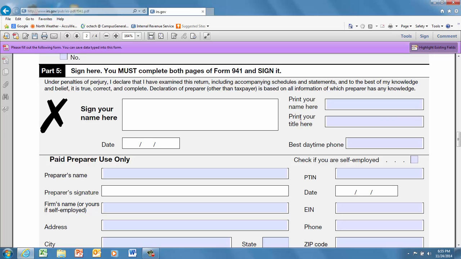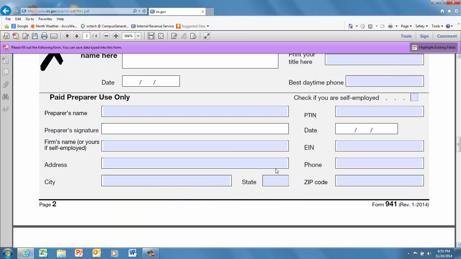Okay, and then that person's name should be printed here, and their title, a date, and phone number. Okay, if there's a paid preparer, like you take this to some kind of tax service, then that preparer's name goes there. Does not mean you as a paid employee. If you are an employee of the company and you filled out the return, you're just handing it to your boss to actually go over it and sign it. That's perfectly fine. You do not fill out the paid preparer. They mean an independent, somebody who's not an employee of the company.